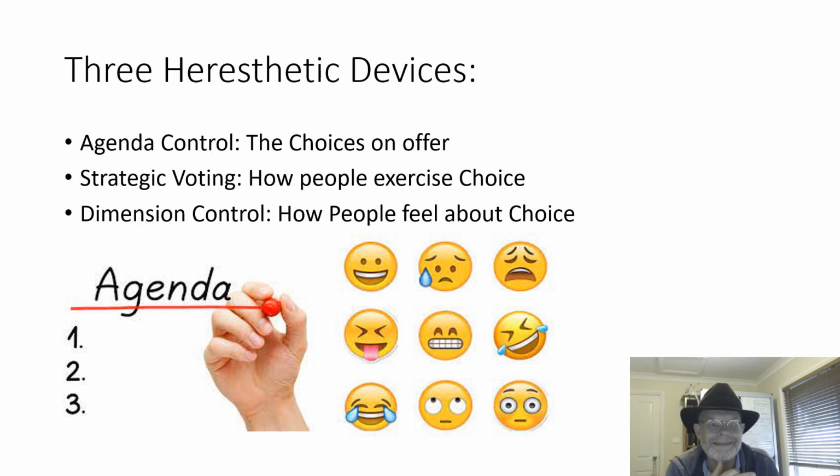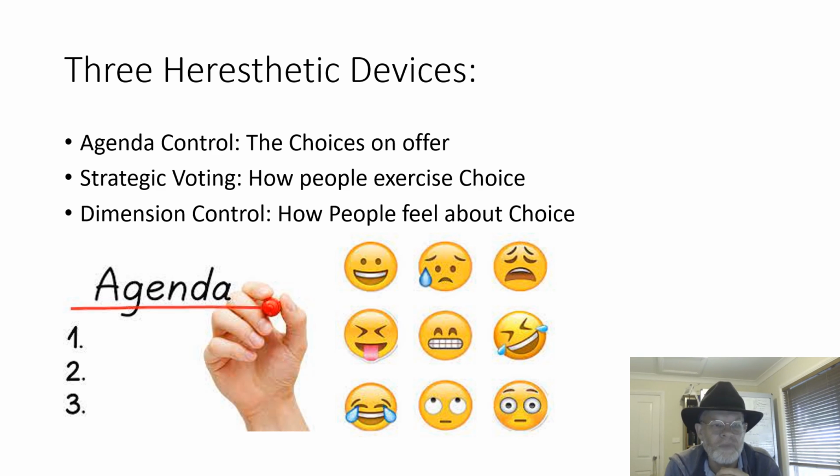So agenda control. This is when you decide which options people are going to get to vote on, like was done in the Republican debates. This is the choices on offer. You're deliberately affecting those choices. And if you don't provide people with certain voting choices, well, then they can't possibly vote for those things, can they? So that's a very clever way of manipulating people into choosing what you want them to choose, or more to the point, not choosing what you don't want them to choose.